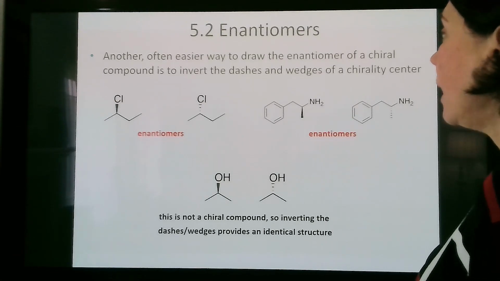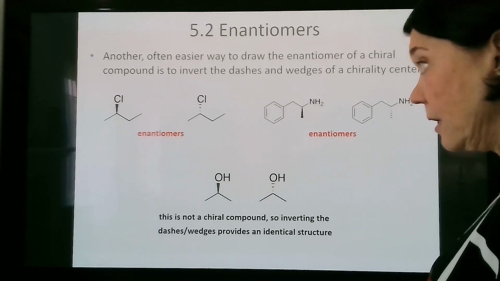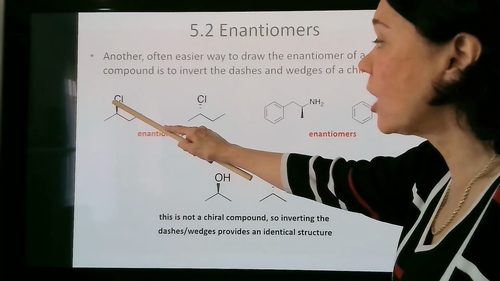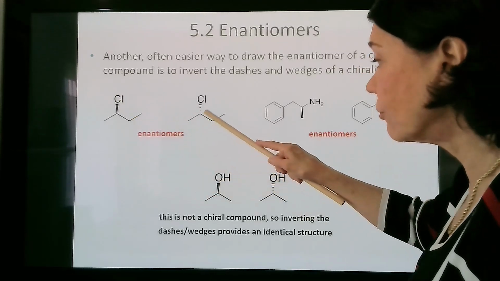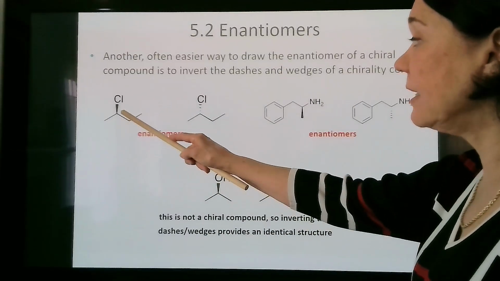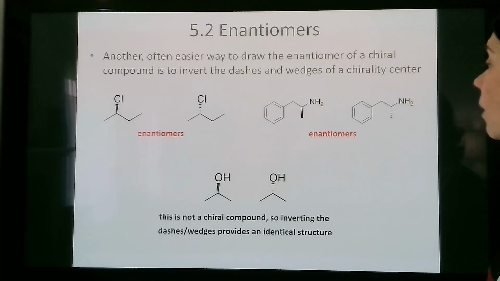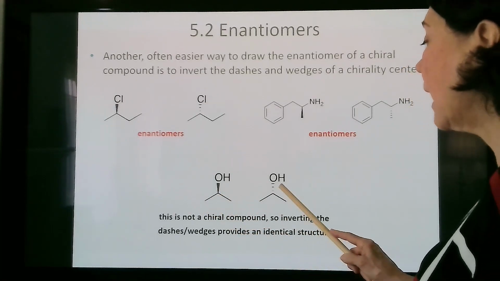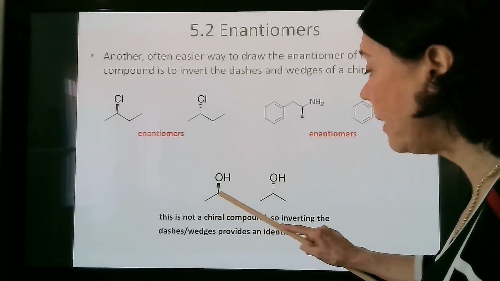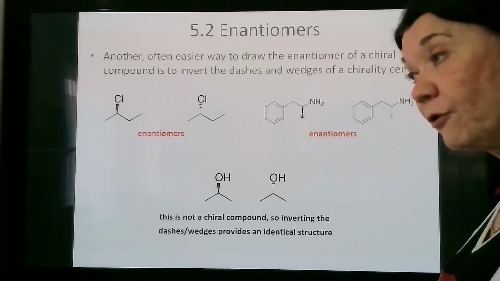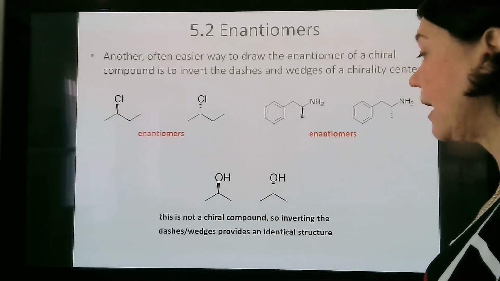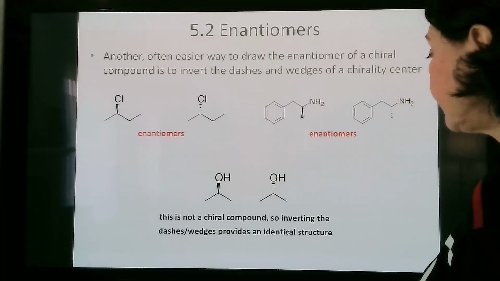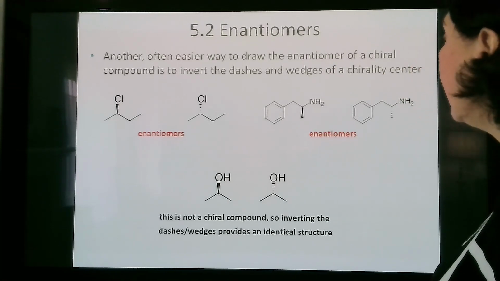So an easier way to draw the other enantiomer, if you have this, is to simply put the CH coming out at you and the CCl going back, and you've drawn the enantiomer of this compound. And the same thing here. Now, this is not a chiral compound. Why not? Because these two methyl groups are equivalent. You have to have 4 different groups on a carbon in order for that carbon to be chiral. If you don't have a chiral carbon, you don't have a chiral molecule, and you cannot have enantiomers.